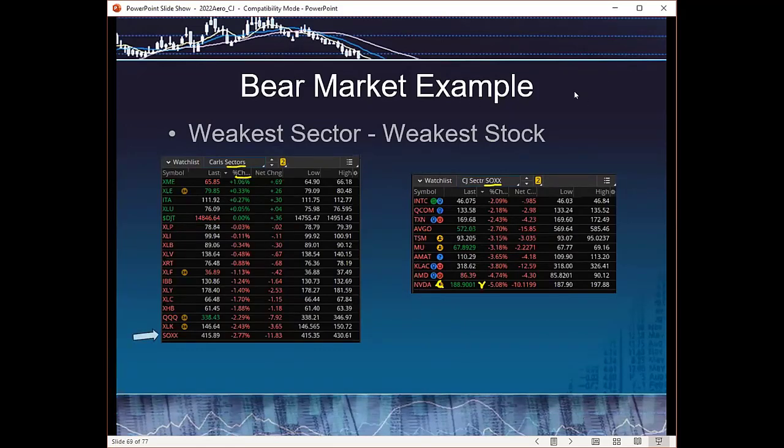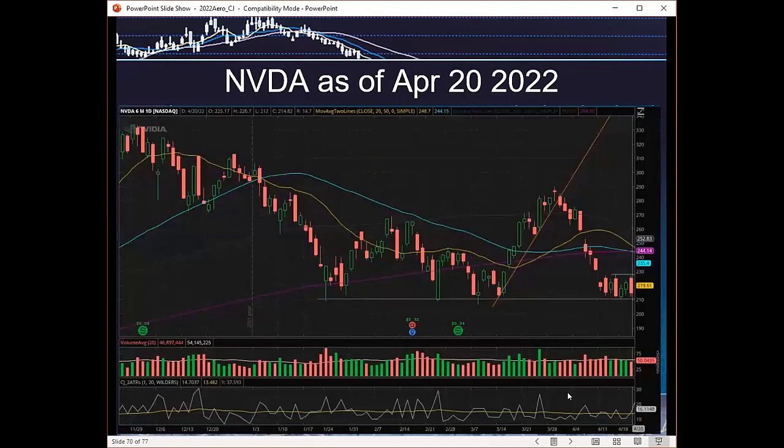This one was recent. And here, this is an example of the weakest sector on this day. And the weakest stock in the sector was NVIDIA in the semiconductor sector. Here's the NVIDIA chart back on April 20th last month. What do we see in this chart? Well, first we see support.